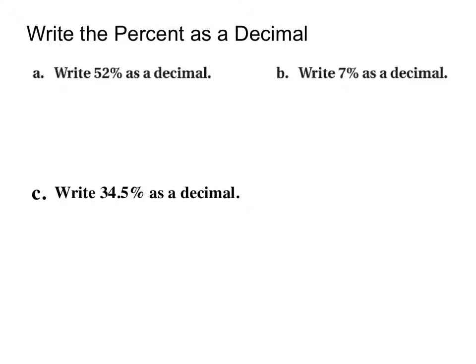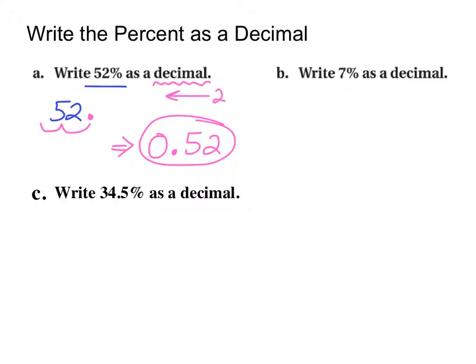Continuing with our warm-up, we have to make sure we're really, really good at making percents into decimals. So we have a quick review here. We need to write 52% as a decimal. So remember, if we're looking at the number 52, currently our decimal is sitting at the end. To turn it into a decimal from a percent, we go 2 units to the left. So I move it once, twice, and it becomes 0.52, or 52 hundredths.